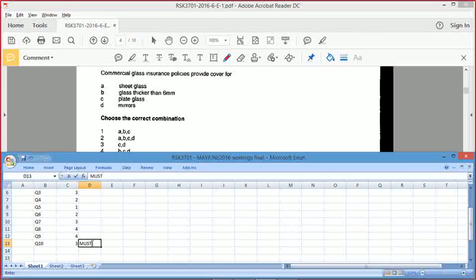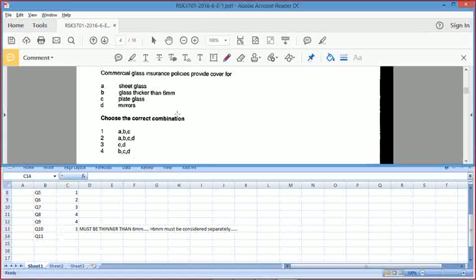Okay, so it must be thinner than 6 millimeters. Greater than 6 mils must be considered separately. I think the reason for that is if glass is very thick, the likelihood of it breaking would be very unlikely. So the glass insurance would be a cheaper policy that would cover, let's say, fragile glass. And then they'll obviously want to sell you a policy for the thicker glass that might be more specific to the actual structure of the business. So that'll fall under the building's insurance, because it's thicker glass.